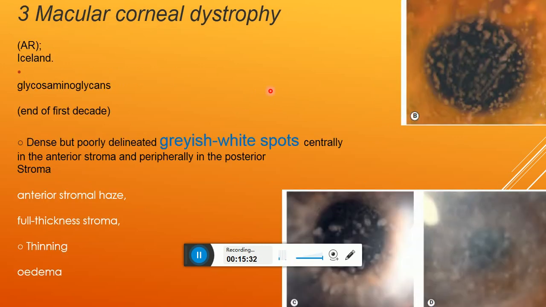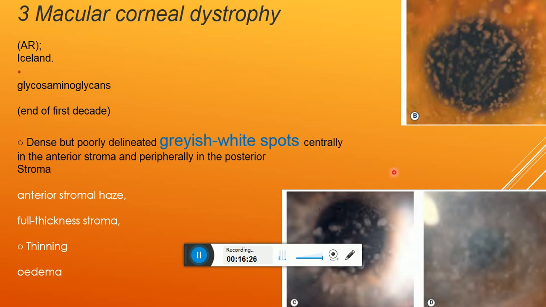The next is macular corneal dystrophy. Inheritance is autosomal recessive. The gene is CHST6. The condition is relatively common in Iceland. Histology: there are aggregations of glycosaminoglycans intra- and extracellularly, stained with Alcian blue and colloidal iron. Symptoms: visual deterioration from the end of the first decade. Recurrent erosions are very common. Signs: dense but poorly delineated gray-white spots centrally in the anterior stroma and peripherally in the posterior stroma. There is no clear delineation between opacities, which may be elevated.